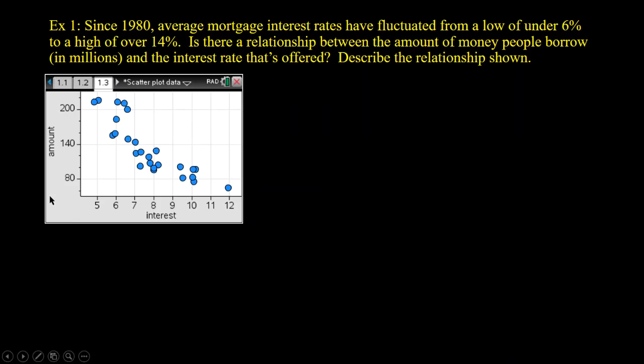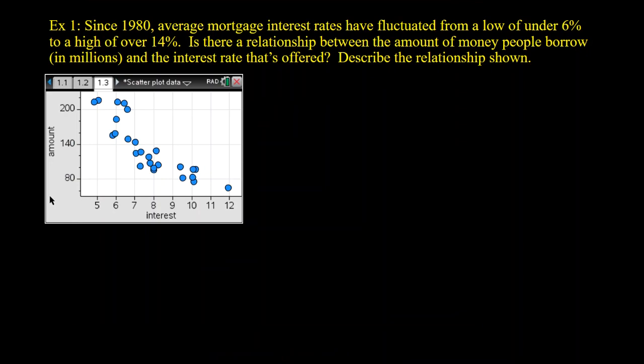Chapter 6, Example 1. Since 1980, average mortgage interest rates have fluctuated from a low of under 6% to a high of over 14%. Is there a relationship between the amount of money people borrow, in millions, and the interest rate that's offered? Describe the relationship shown.